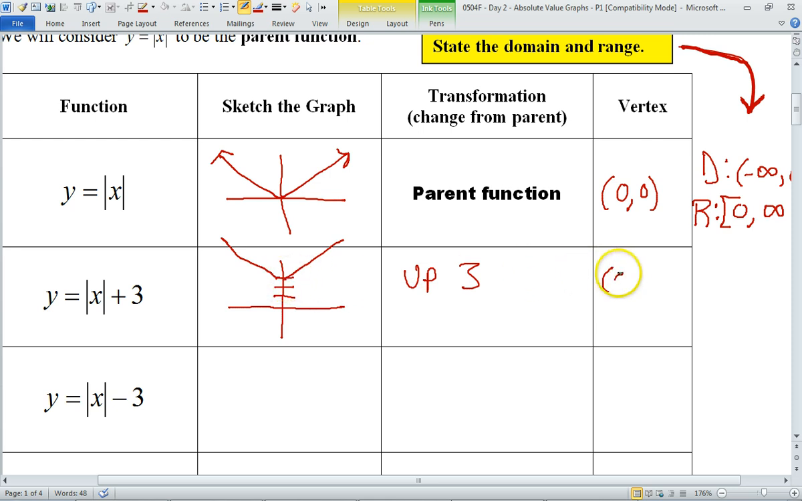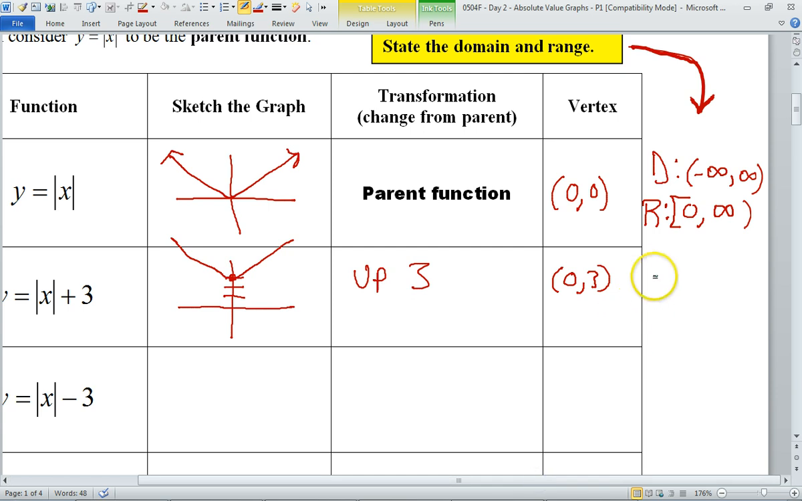Isn't that going to be 0, 3? Because it's right there. It's up 3. So there's my vertex at 0, 3. Okay? Quickly, so the new domain and range.